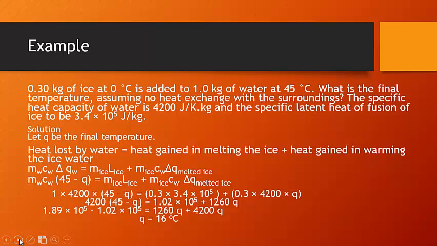For a similar example to before, we're using ice this time, but it's at 0 degrees, so we don't have to consider the temperature change, just the state change. The heat that is lost by the water is equivalent to the heat that's gained in melting the ice and the heat that's gained in warming the icy water. So we can add in all of those values and work out a final temperature of about 16 degrees, which is not unreasonable.